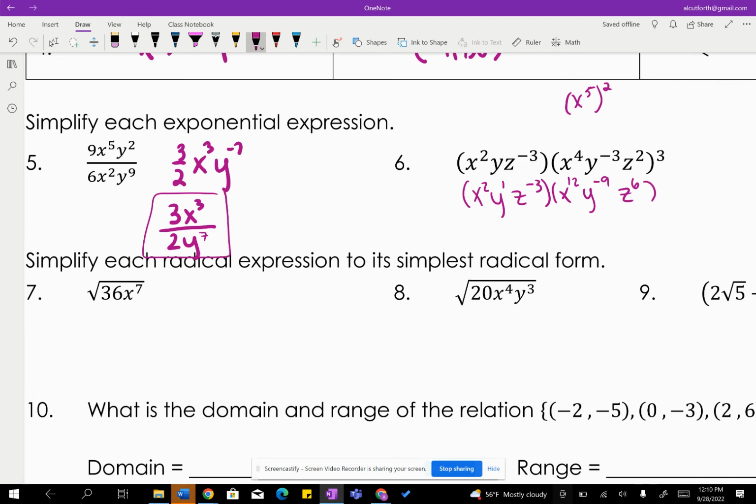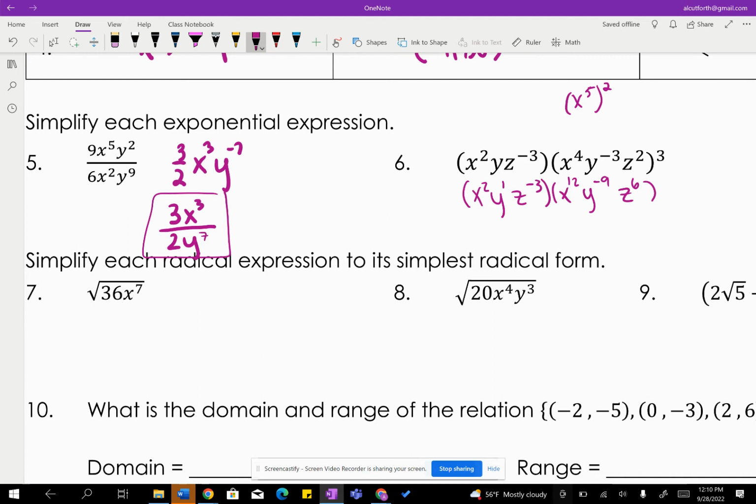So you need to multiply the x's together and the y's together and the z's together. And when you do that, what are you going to do with the exponents? Add, subtract, multiply, or divide. So now we're multiplying, right? So what did we just say we're going to do when we multiply these together? What are you going to do with the x exponents? Add, subtract, multiply, or divide.